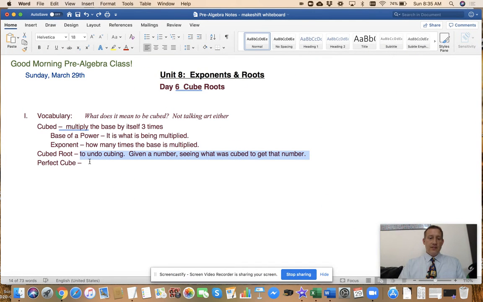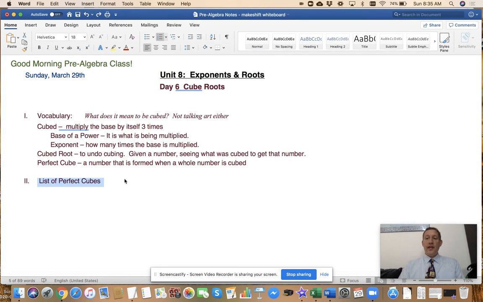Okay, so a perfect cube is a number that is formed when a whole number is cubed. 64 is a perfect cube. 27 is a perfect cube, because that's 3 times 3 times 3. Go ahead and in your notes, list out a list of perfect cubes. So we're going to do that here together.